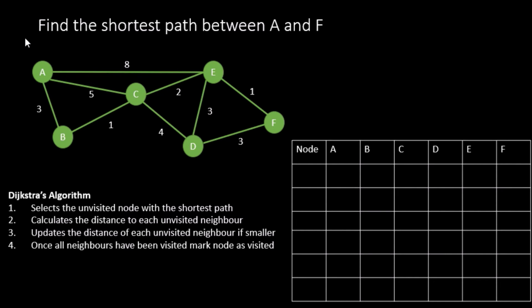We're going to find the shortest path between two nodes on a weighted graph. We're going to do this by applying Dijkstra's algorithm, which is presented in the bottom left here to help us.